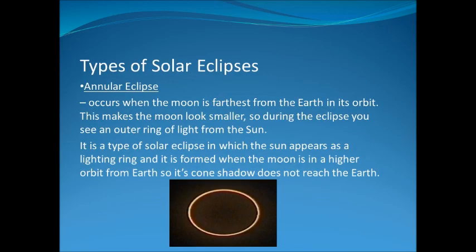The third type of solar eclipse is called annular solar eclipse. In this type, the sun appears as a lighted ring. It's formed when the moon is in a higher orbit from the earth, so the shadow doesn't reach the earth. So you see it as a lighted ring. So the annular solar eclipse is a type of solar eclipse in which the sun appears as a lighted ring, and it's formed when the moon is in a higher orbit from the earth. So its cone shadow doesn't reach the earth.